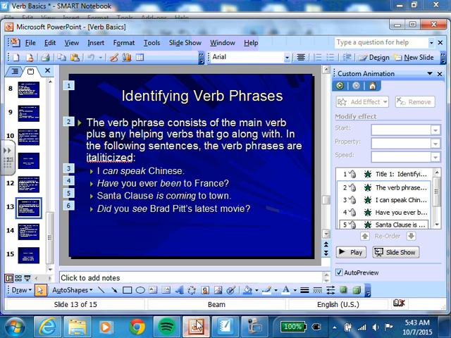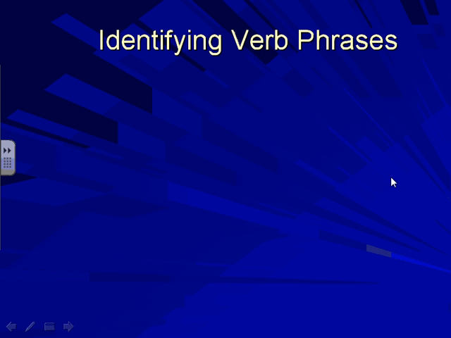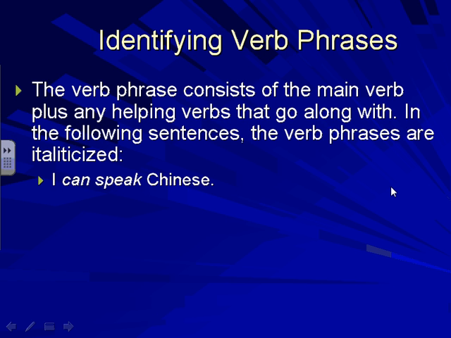And the last thing that we need to cover in this presentation is verb phrases, right? Verb phrases consist of the main verb plus any helping verbs that go along with it. In the following sentences, the verb phrases are italicized. Okay, first sentence, I can speak Chinese. The main verb here is speak. Can is the helping verb. The verb phrase is can speak.